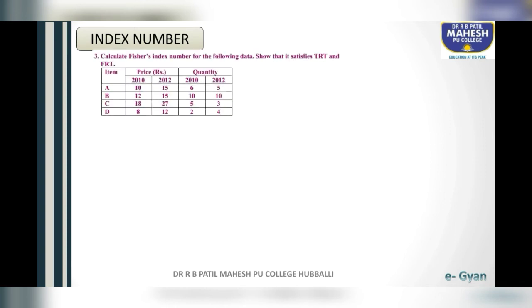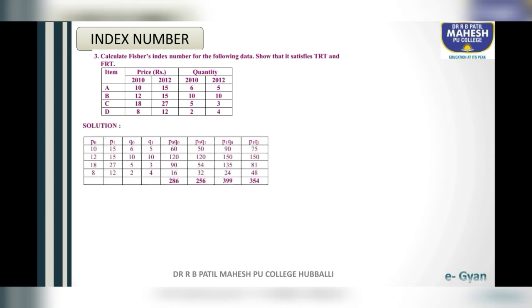Okay. So we will just read out the question. Calculate Fisher's index number for the following data. Show that it satisfies TRT and FRT. The first column items are given. Price of 2010 and 2012. Quantity of 2010 and 2012. Okay, students. Now you write the given things.